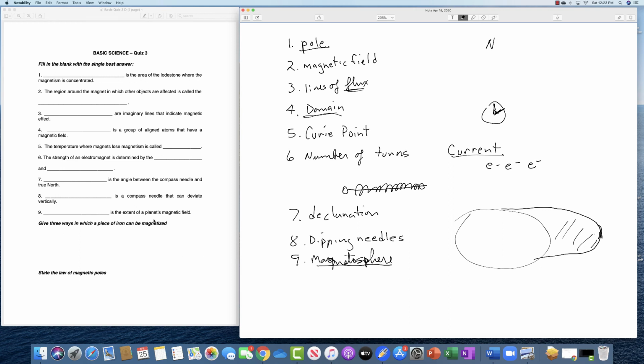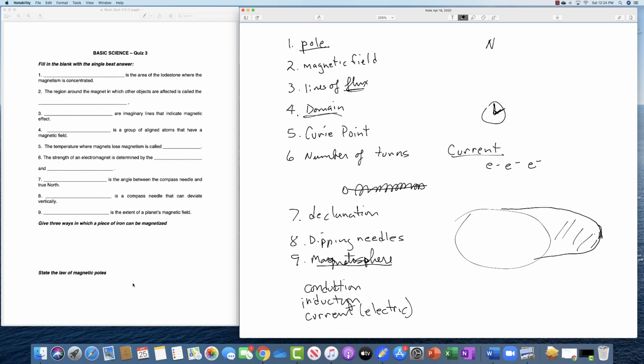Give 3 ways a piece of iron can be magnetized. First of all, by direct contact or conduction. So if you lay a piece of iron on top of a magnet, it becomes magnetized. By induction, as it turns out, if you lay it close to a magnet, it can also become magnetized. And then lastly, as I said up here, by passing a current or electricity through it, you can induce a magnetic field as well.